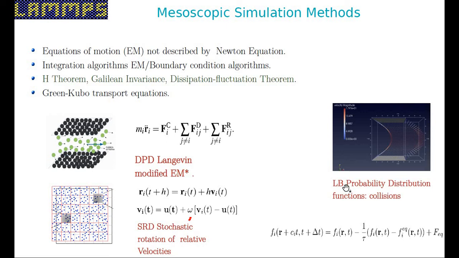Then we have for the lattice-Boltzmann a probability distribution function. The lattice-Boltzmann is a discrete version of the Boltzmann equation. So to describe the probability distribution function, it is required a collision operator that is simplified in this discrete version, where F is just the external force, or it could be the stochastic force.